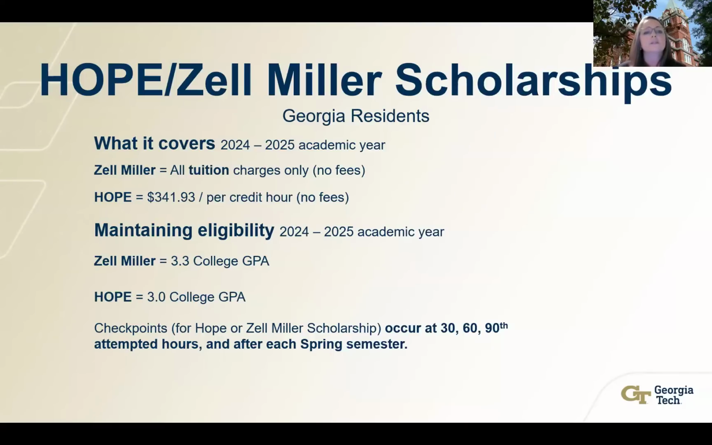To maintain eligibility for the Zell Miller Scholarship, you have to have at least a 3.3 college GPA. And for the Hope Scholarship, you have to maintain at least a 3.0 college GPA. We measure that progress at checkpoints, and they occur after you've attempted 30 credit hours, 60 credit hours, and 90 credit hours. And we also measure that after each spring semester.